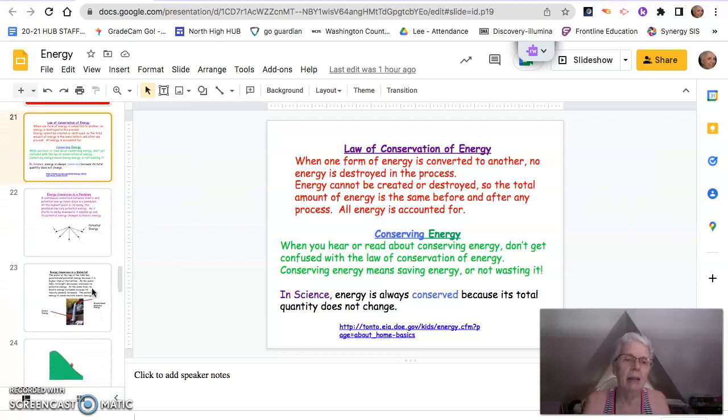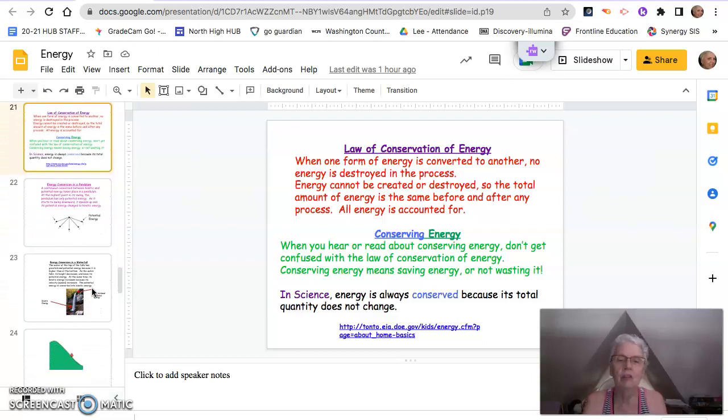Now again, back to the law of conservation of energy. When one form of energy is converted into another, no energy is destroyed in that process. Energy also cannot be created or destroyed. So the total amount of energy is the same before and after any process. All energy is accounted for.